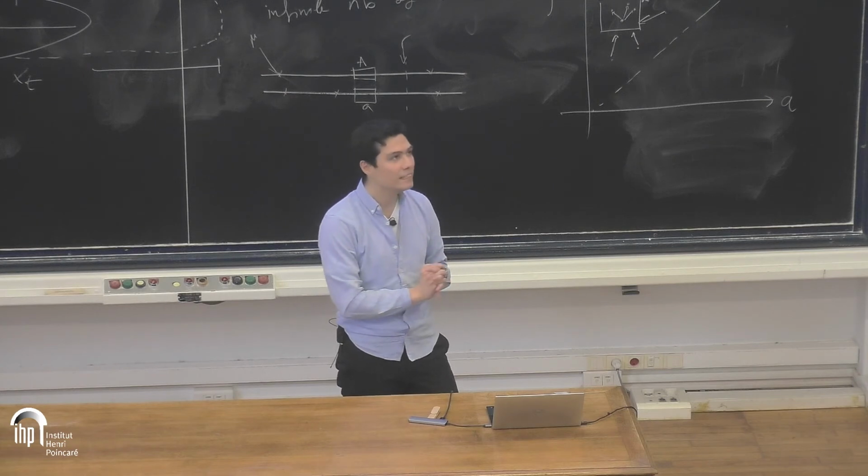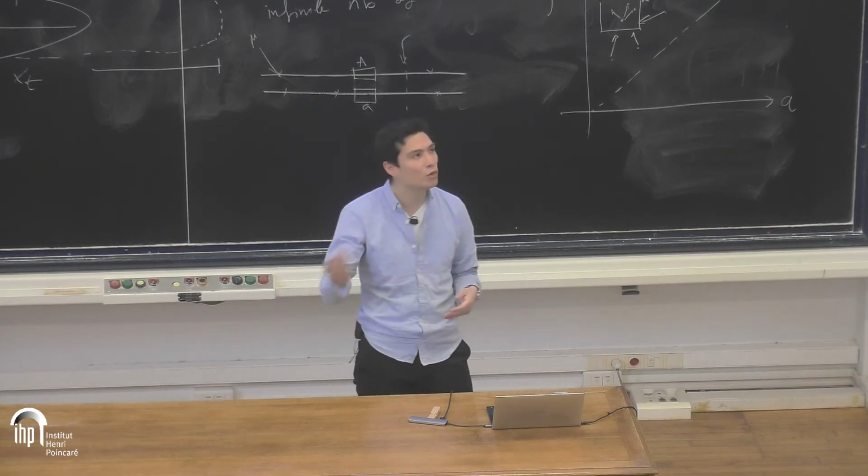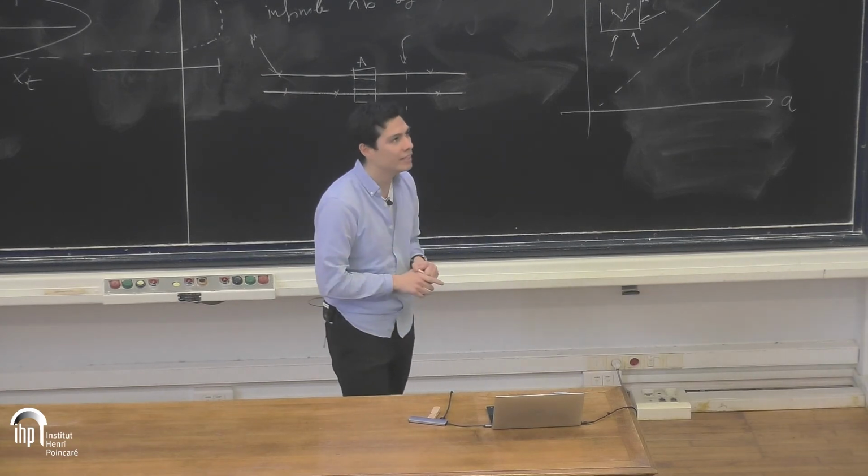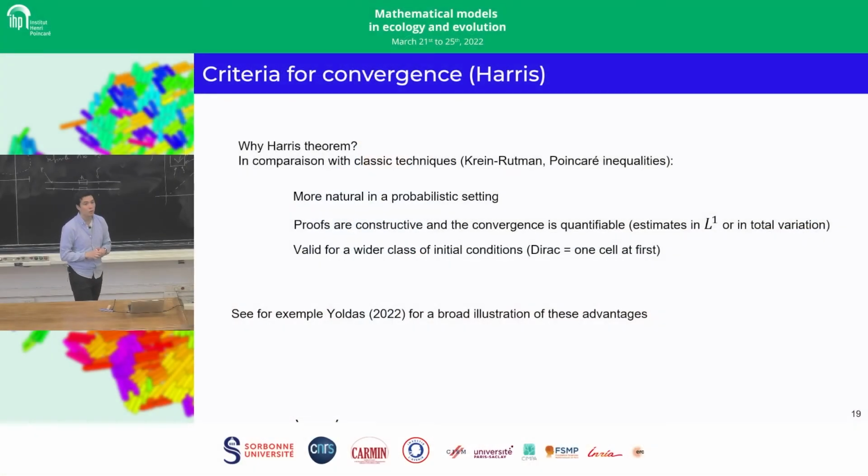So it's not really decays, unlike in other hypocoercivity techniques using Krein-Rutman theorem or Poincaré inequalities. And it's also valid for a broader class of initial conditions. In particular, one that interests us is the Dirac delta. So we allow ourselves to start with one single bacterium.